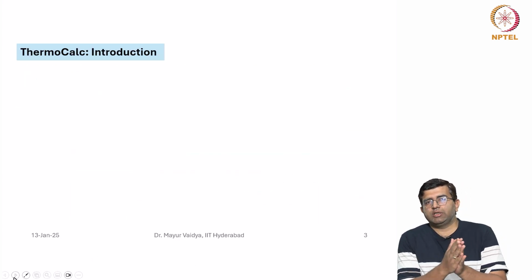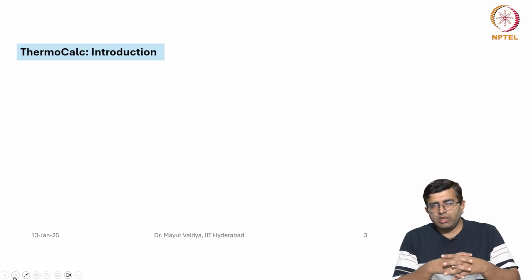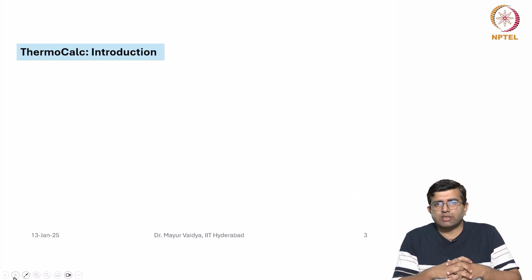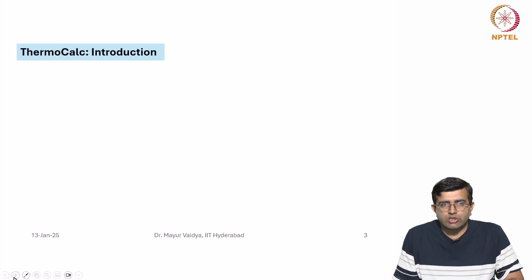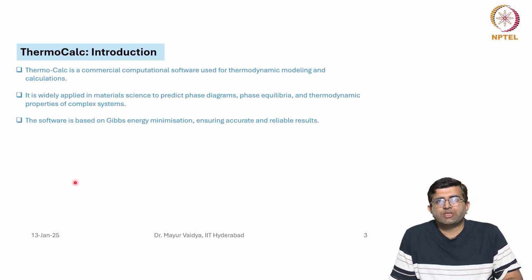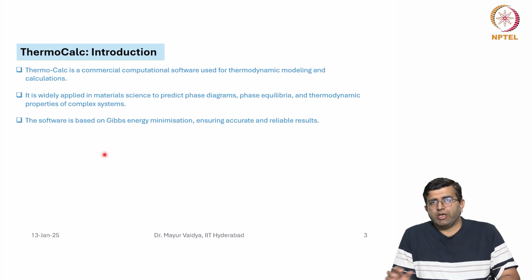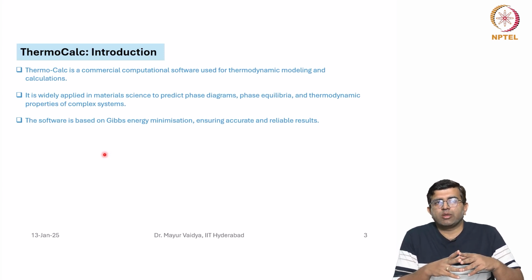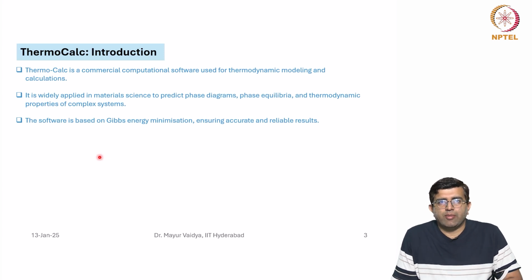So in our institute, the software that we most commonly use is Thermo-Calc. I'll give you some features about that. It is a commercially available computational software used for thermodynamic modeling and calculation, and this is widely applied in material science to predict phase diagrams, phase equilibria, and thermodynamic properties of complex systems. As the CALPHAD approach implies, it uses Gibbs free energy minimization, ensuring accurate and reliable results.